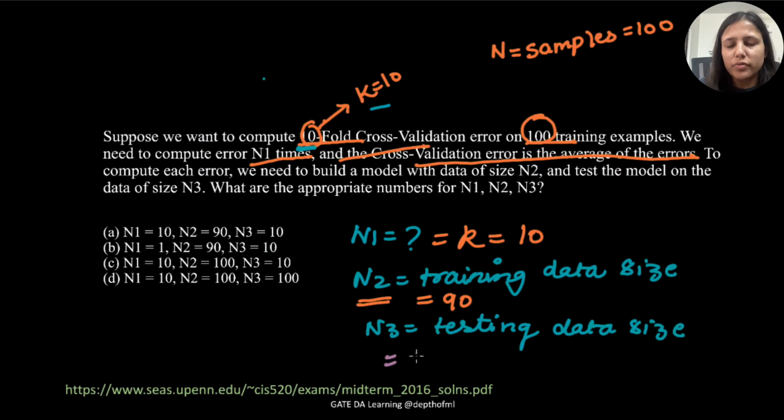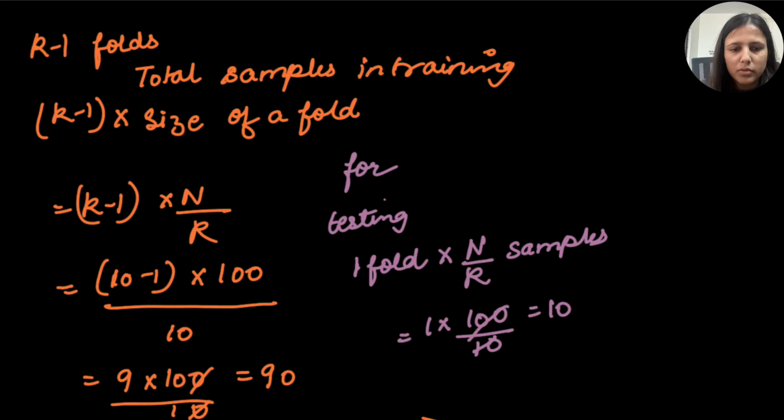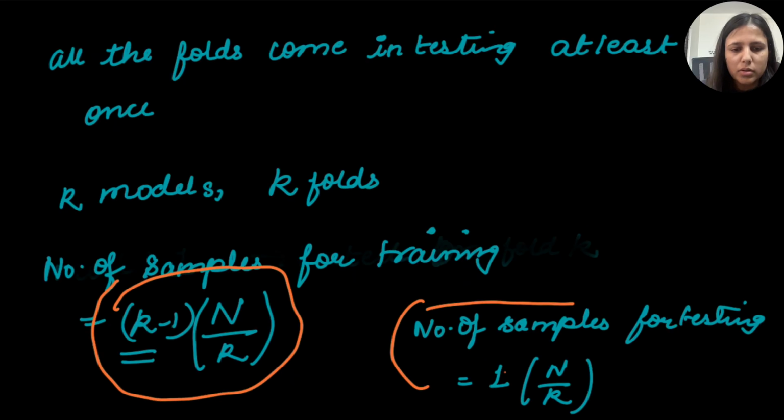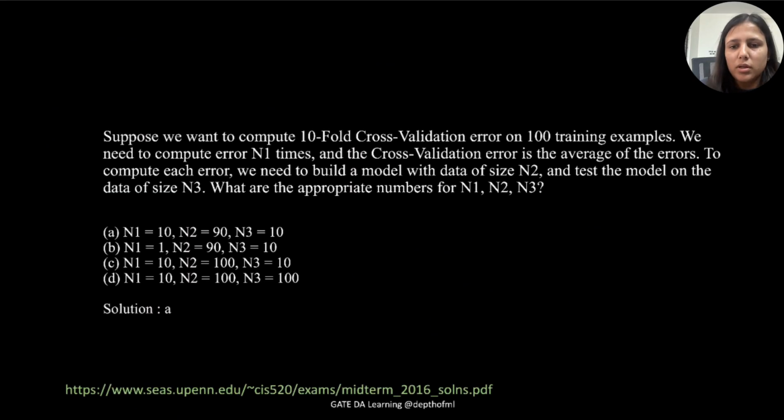So let's see which of the options is true. They are saying n1 is 10, correct, n2 is 90, correct, and n3 is 10, which is equal to this. So this first one is our solution. Okay, let's see the answer. So A is our solution. Let's move on to the next question.